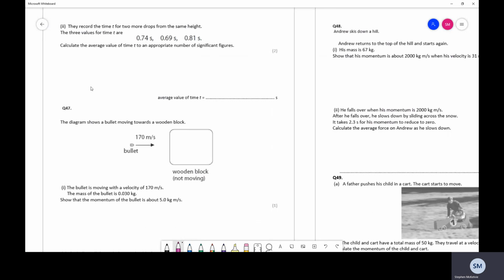They record the time t for 2 more drops from the same height. The 3 values for time t are shown. Calculate the average time t to an appropriate number of significant figures. The average is equal to the sum of the numbers over the amount of numbers, but again, you don't need to know that. So I should do 0.74 plus 0.69 plus 0.81. Are any of those anomalous?